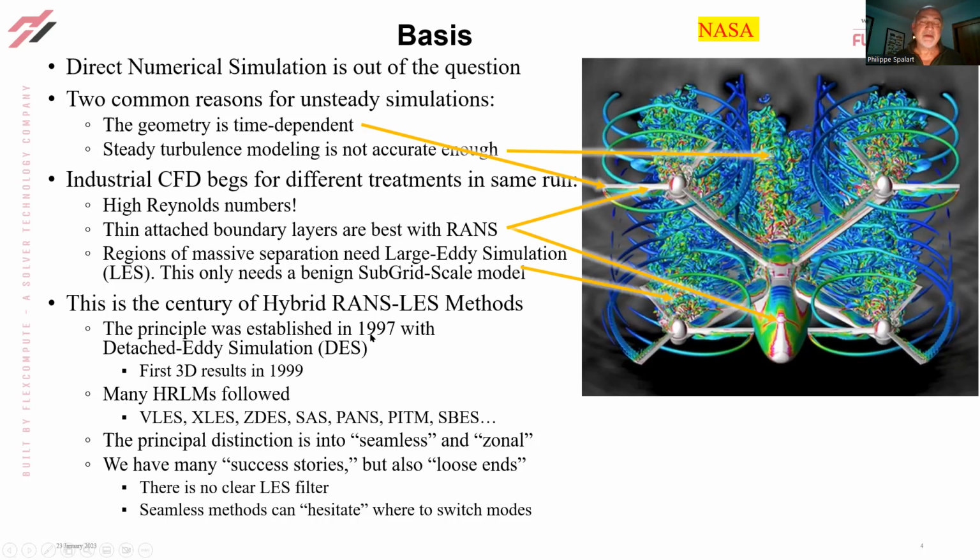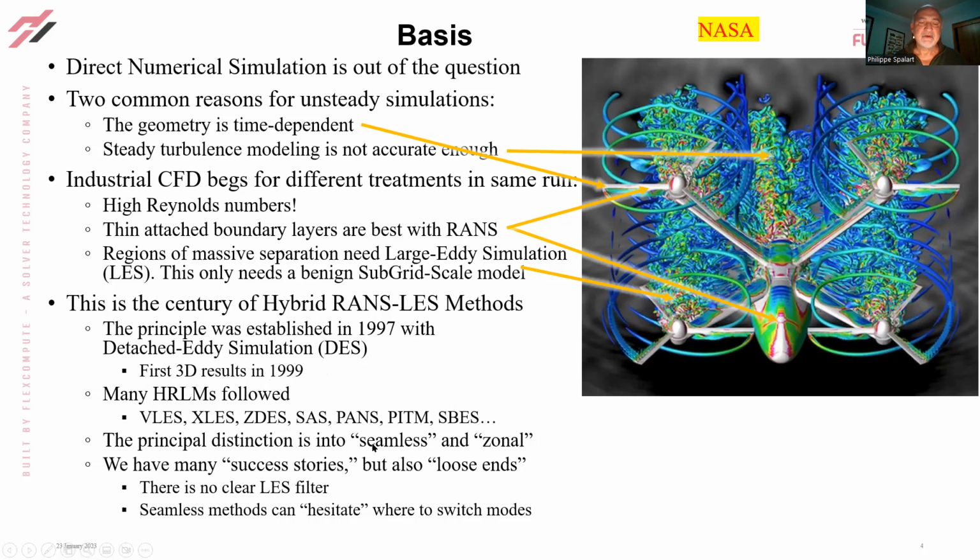The principle was established in 1997 with the DES method, and we had our first 3D results in 1999 on a circular cylinder. Now, many other hybrid methods followed. Mostly people won't have their own name, but the principle is the same. It is that the simulation has RANS in some regions where RANS is best and LES would be too expensive because the boundary layer is too thin, and then LES in regions where RANS would get too confused.